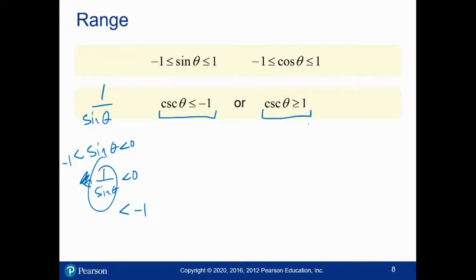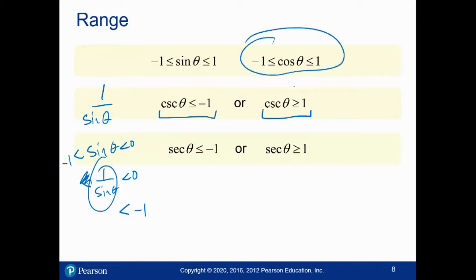If the sine is positive, then 1 over that is also positive, but very big. Okay, so cosecant can never be in between 1 and negative 1. It must be outside them. Similarly, secant, for the same reasons, since cosine is in between 1 and negative 1, 1 over them is outside 1 and negative 1. Tangent can actually be anything, and cotangent can also be anything.